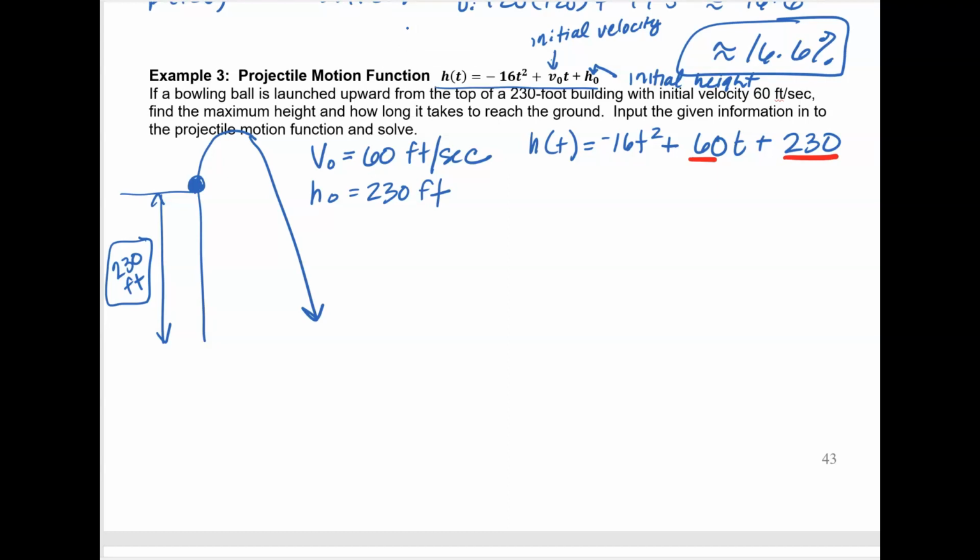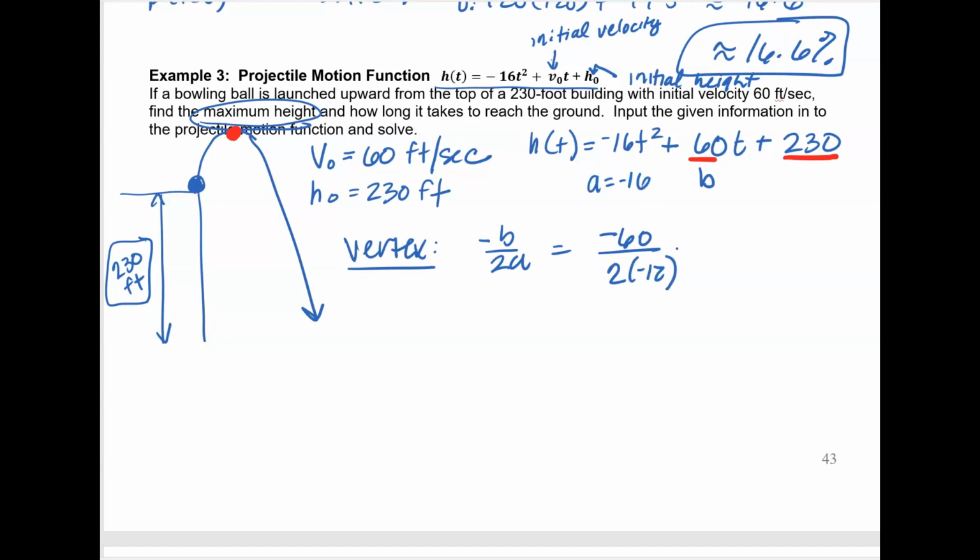So the first question, it says, is find the maximum height. Anytime you want to find the maximum height of a parabola, that's going to correspond to the vertex. So let's go ahead and find the vertex. To find the vertex, we're going to do negative b over 2a. So in this case, my b is 60, so negative 60 over 2 times my a, which is negative 16. I'm going to go ahead and calculate that, and I end up getting 1.875.